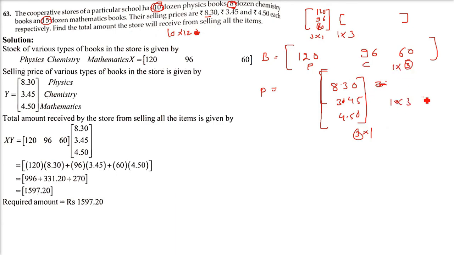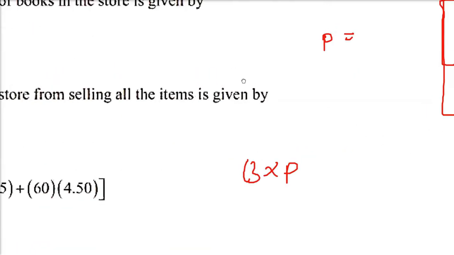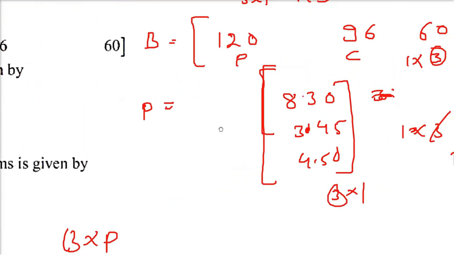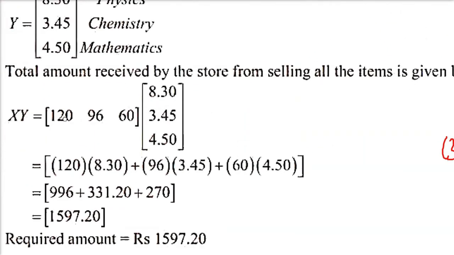The answer will be 1 into 3 and 3 into 1. These two cancel, so 1 into 1. There will be only one value. So B into P we have to do. I'll show you the logic here. You just have to multiply these two matrices: 120 into 8.3, 96 into 3.45 and 60 into 4.5. Just add them, and the final value you are going to get is 1597.20. This is the requirement.